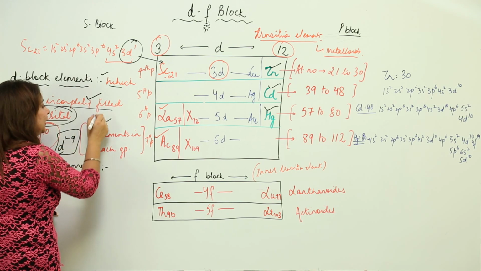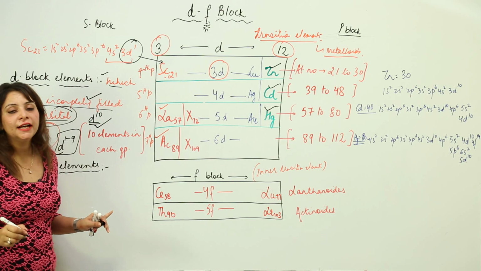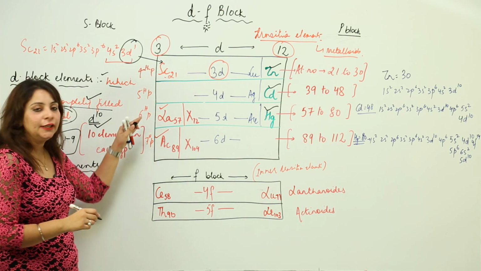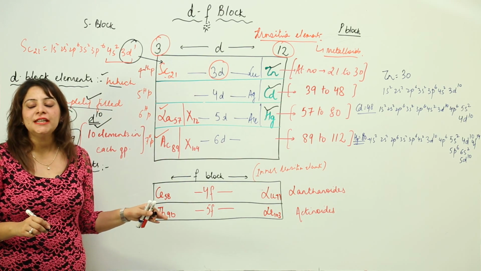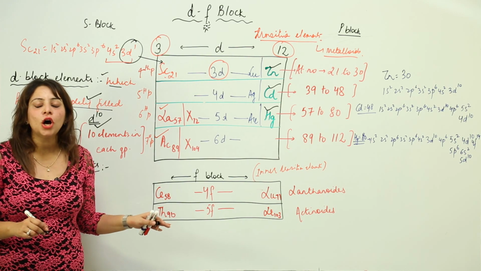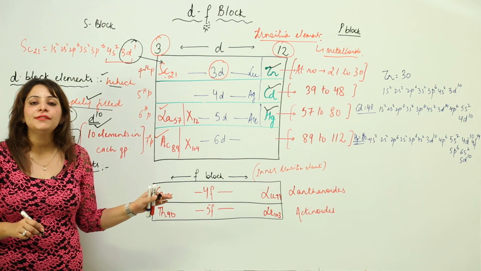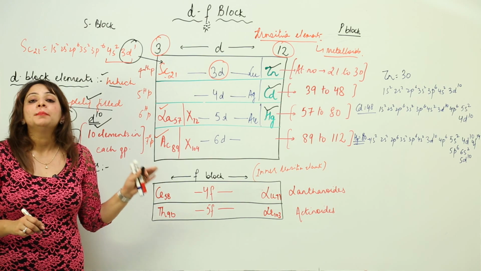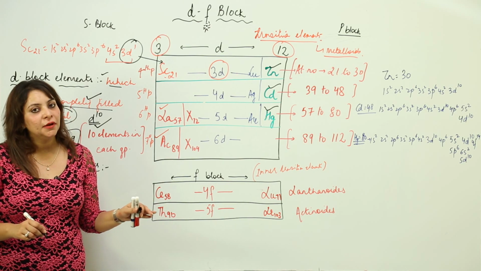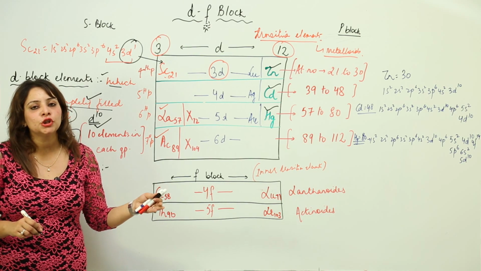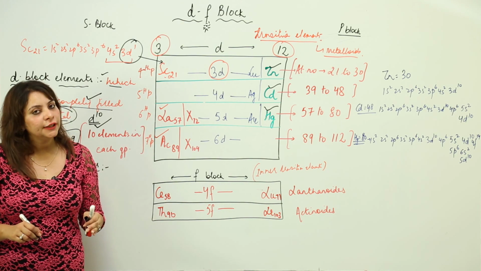But if they have d10, obviously they are not a part of this. But still we get to see that a few elements are placed in this block, though they have the completely filled d orbital. They are still regarded as d block elements, or you can say they are not regarded actually, they are showing properties similar to the d block elements.